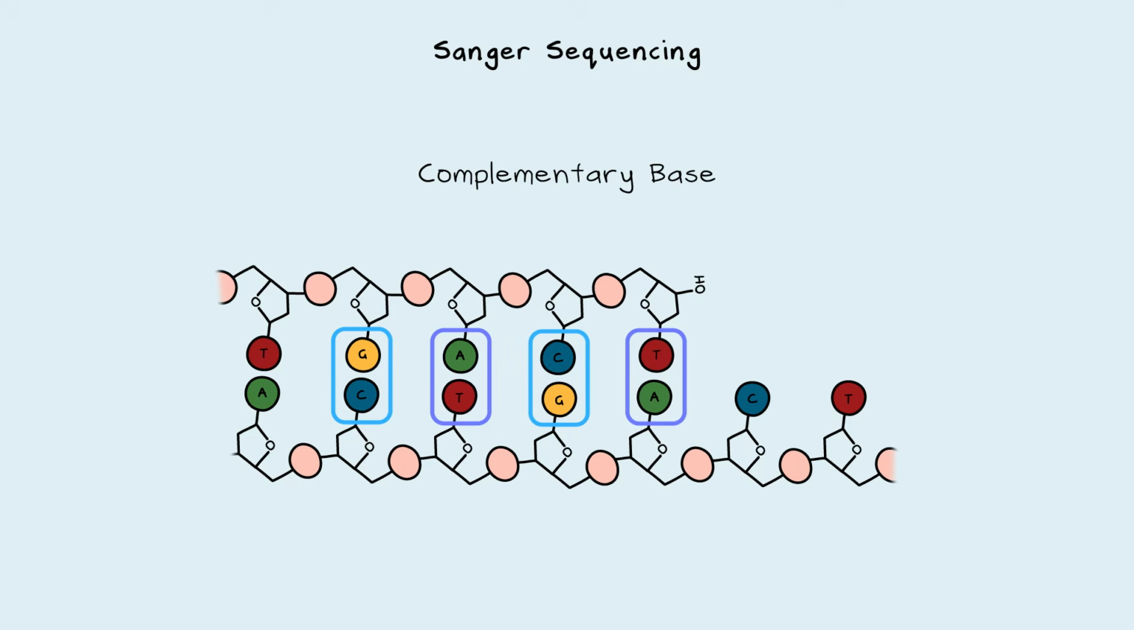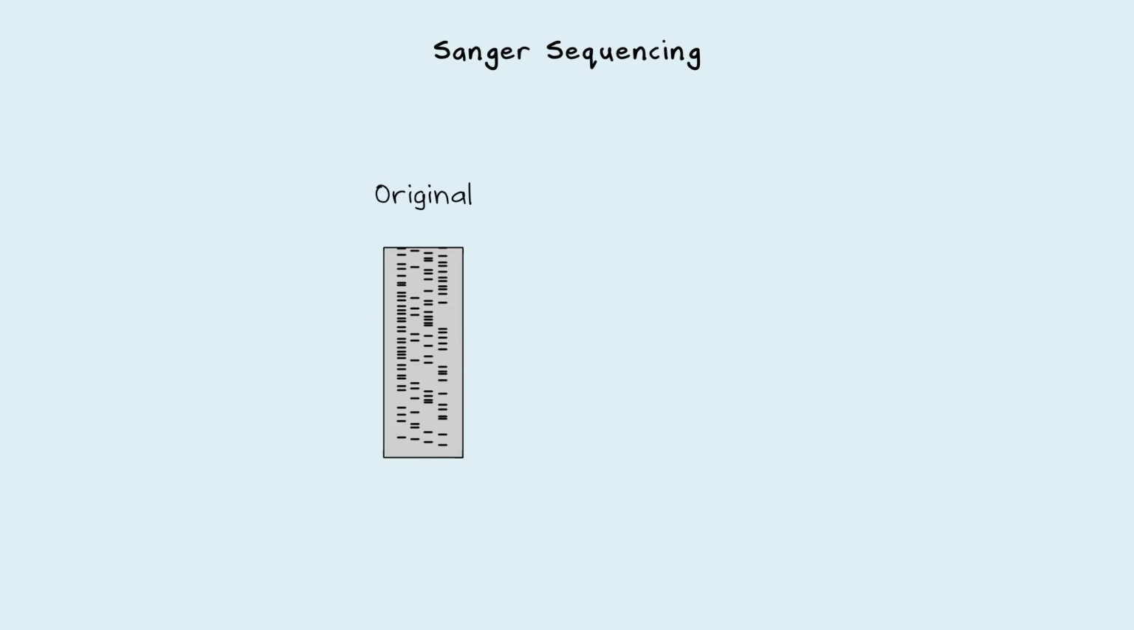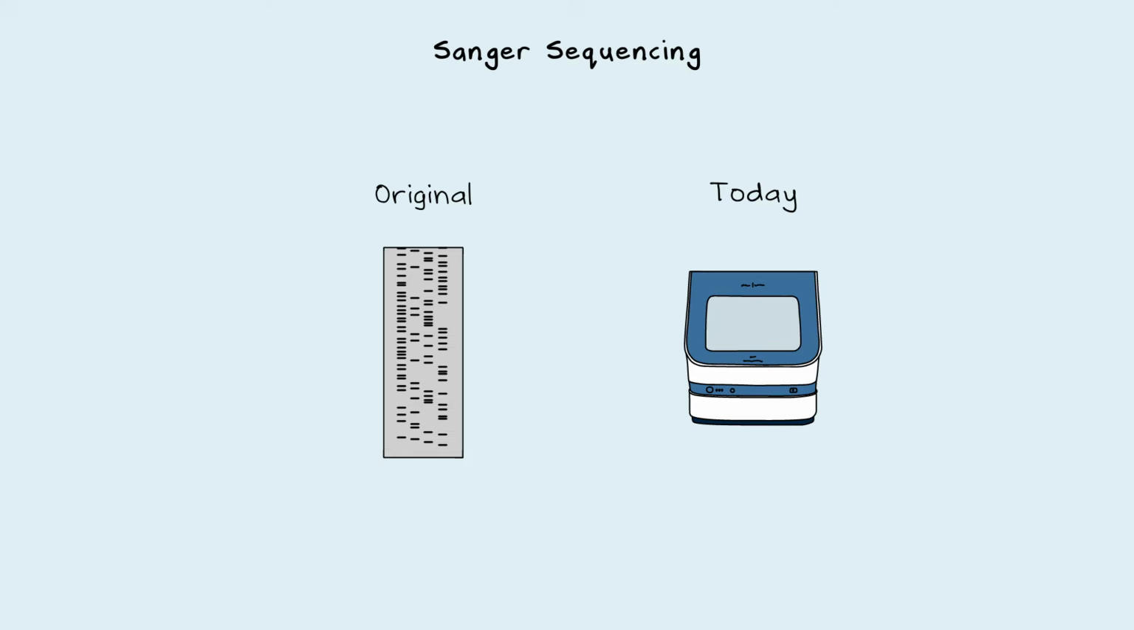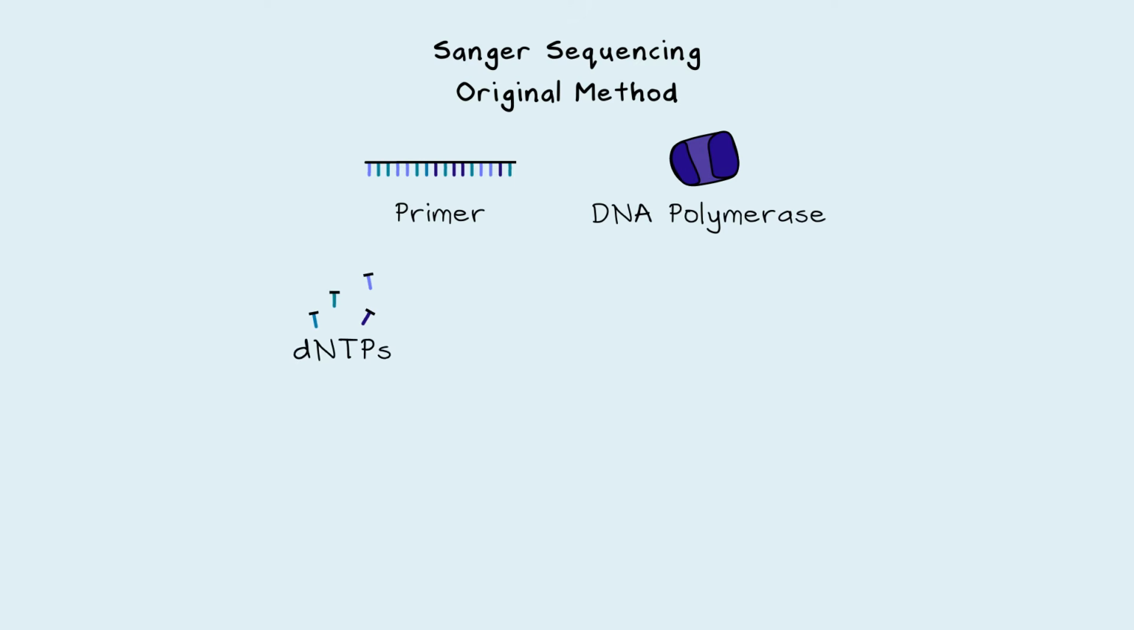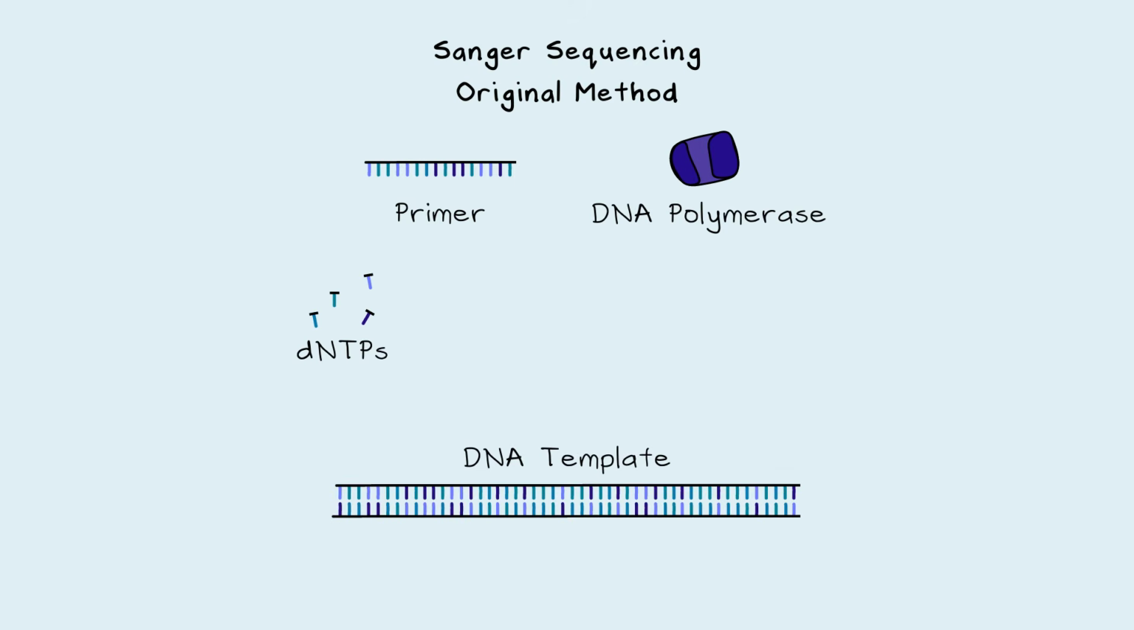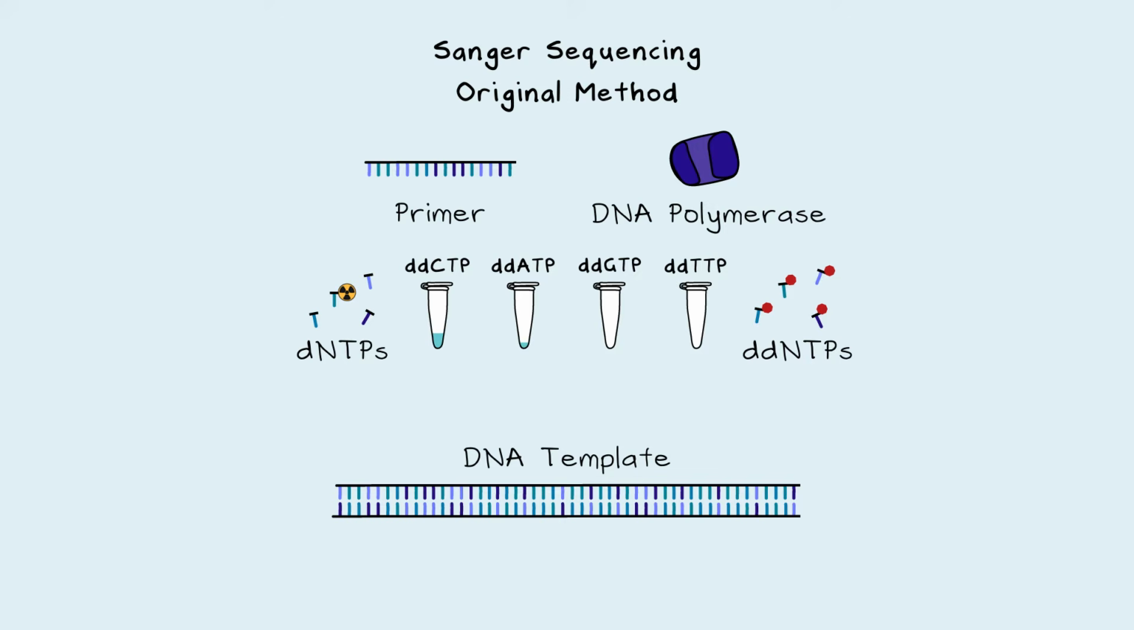So how does Sanger sequencing work? The original Sanger sequencing method is different from the one used today. The original method was completely manual and used radioactive dyes. Let's take a look at the original Sanger sequencing method. We need a primer, DNA polymerase, dNTPs, DNA template, and ddNTPs. One of the dNTPs, dATP, is labeled with a radioactive tag. A total of 4 tubes, 1 for each ddNTP, are used.